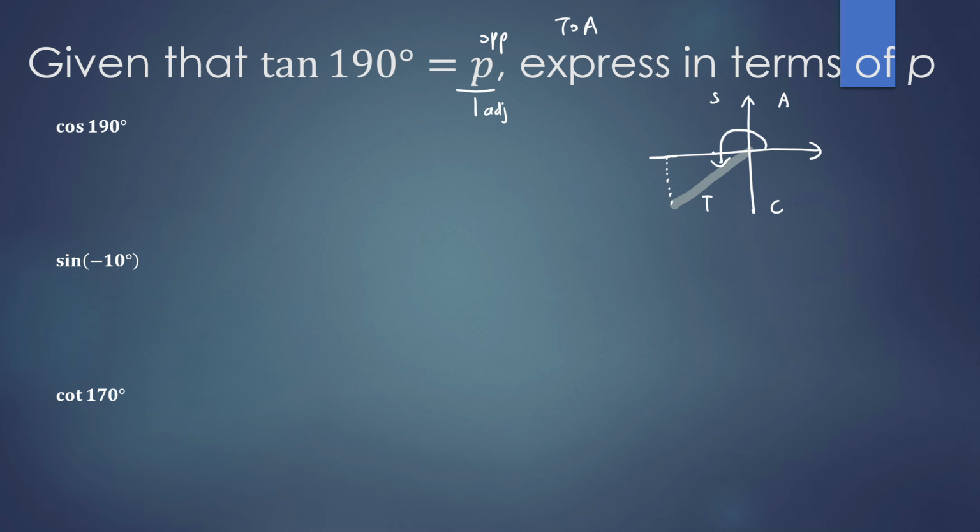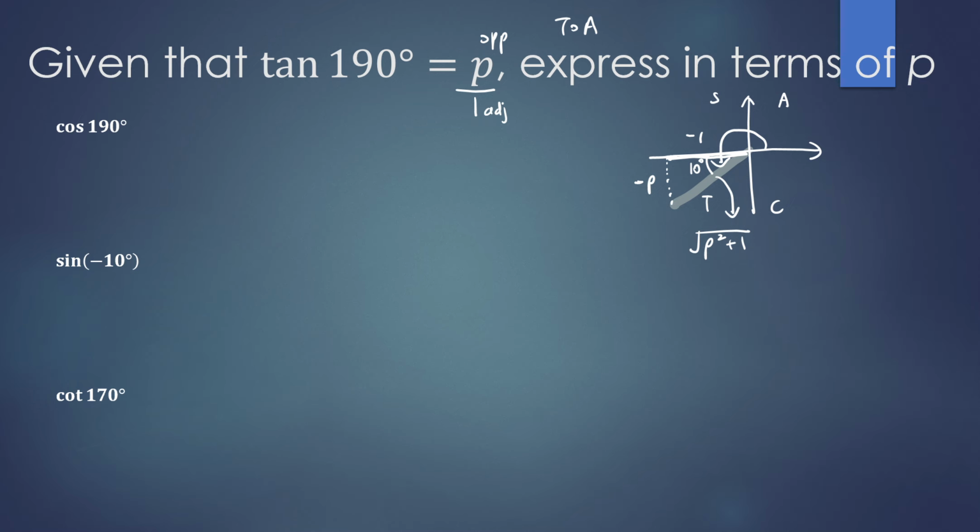So with this angle 190 degrees, I know that this is a straight line that gives me 180, so the remaining will be 10 degrees. With that, the opposite side is p and the adjacent side is 1. I also notice that this is below 0 on the y-axis, so I'll put it as negative p, and this is on the left hand side on the x-axis, so I'll put it as negative 1. With that, the hypotenuse would be square root of p squared plus 1.